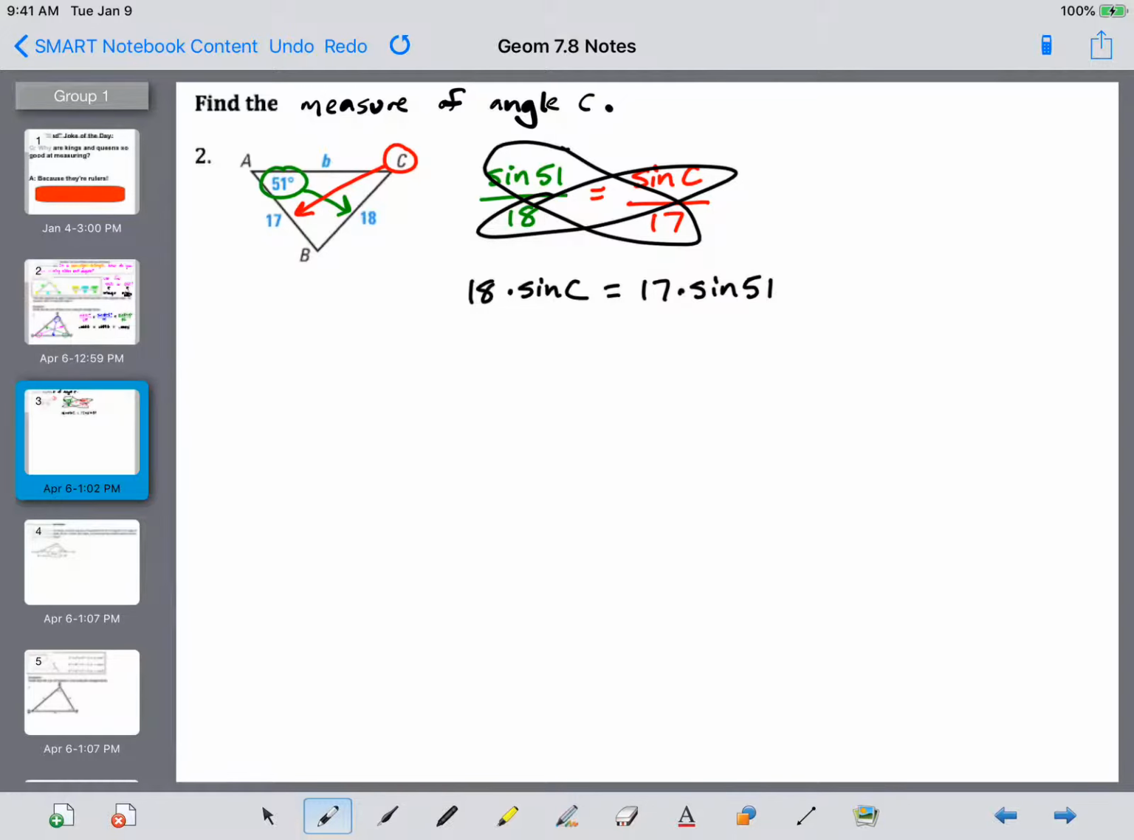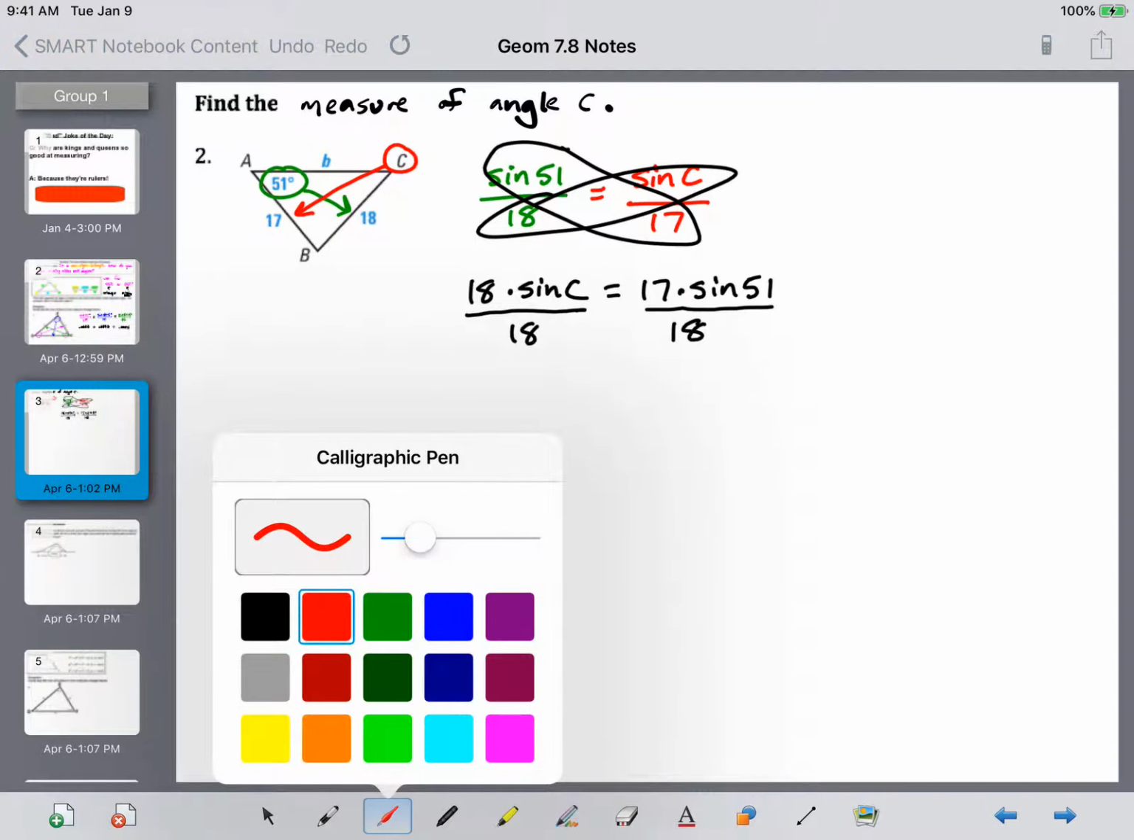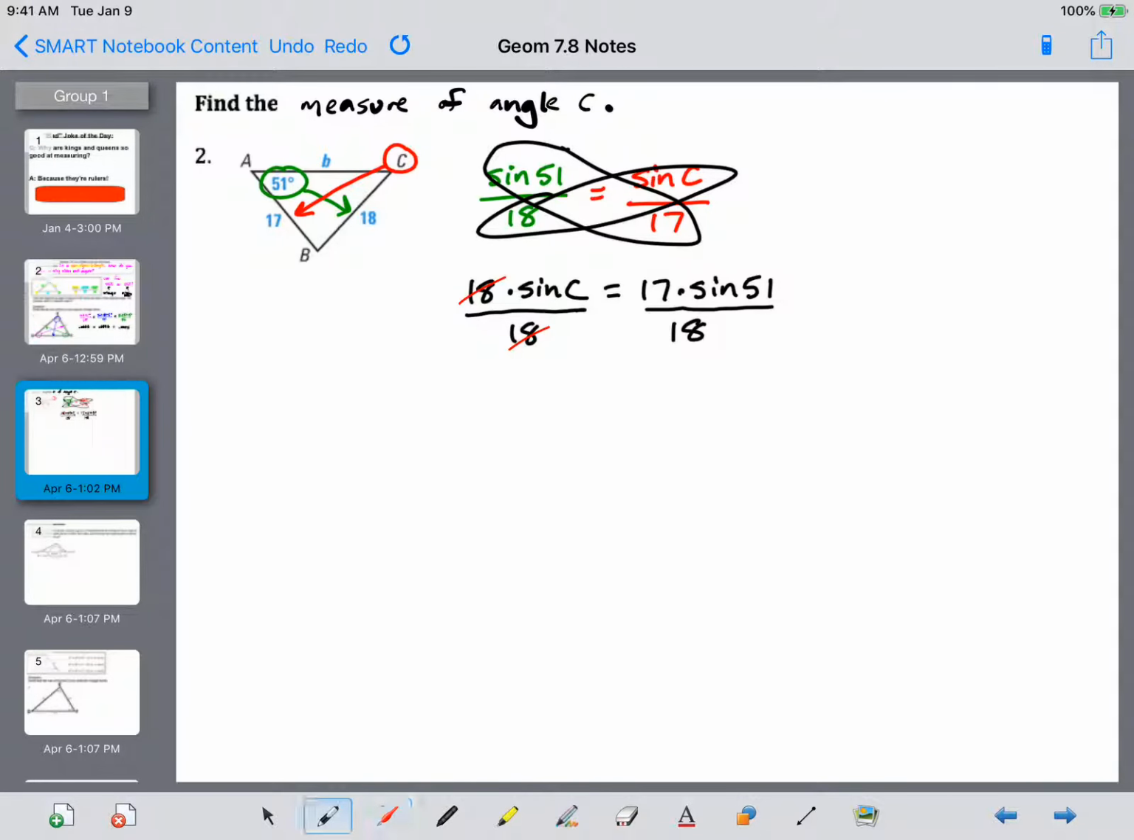And now our goal here is to get C by itself, so let's go ahead and divide by that 18 to get sine of C by itself. So if we divide by 18, these will cancel, and then we end up with the sine of C equals. Now here's where you can plug into your calculator. Let's just do 17 times the sine of 51. Make sure if your calculator gives you a parenthesis here, you close that up, and then divide by 18.